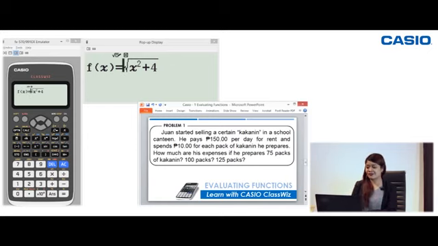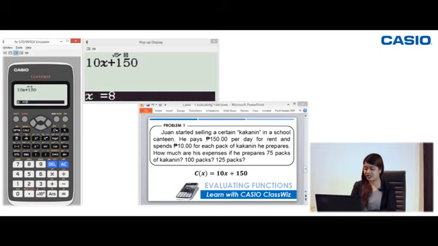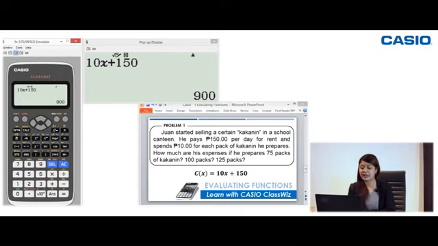So we first answer by creating a function that will represent the cost or his expenses. And we have c of x is equal to 10x plus 150 since he pays 10 pesos per pack of kakanin and 150 pesos per day for the rent. Now we want to evaluate this function when x is equal to 75. So let us try by using the calculate mode. Let's input the function 10x plus 150 pesos. And we have calculate x is equal to 75. This gives us 900 pesos.